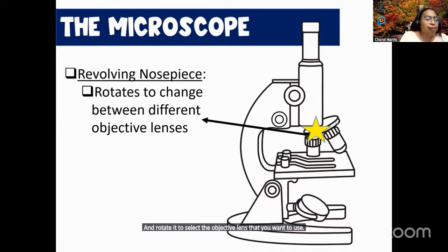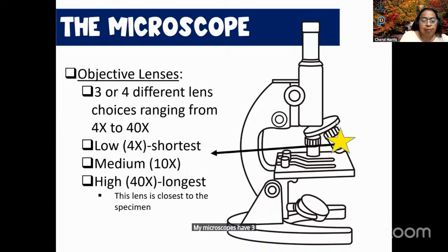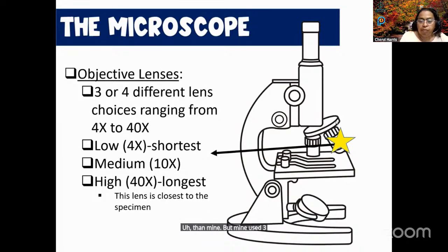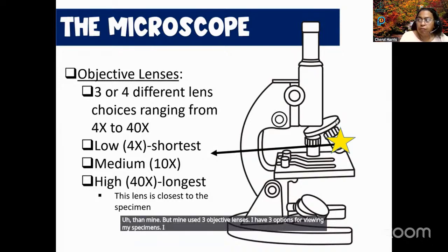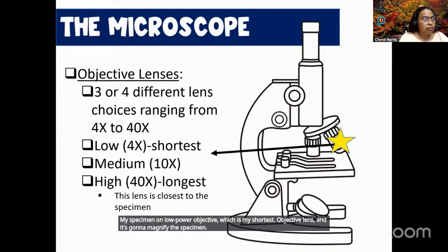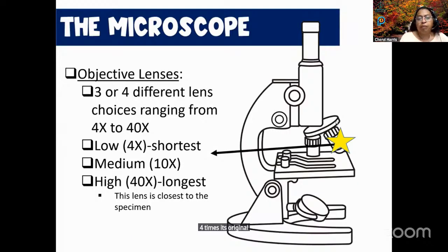My microscopes have 3 objective lenses, but sometimes microscopes will even have 4 objective lenses. So depending on what you use in the classroom, yours might be a little different than mine, but mine use 3 objective lenses. I have 3 options for viewing my specimens. I can view my specimen on low power objective, which is my shortest objective lens, and it's going to magnify the specimen 4 times its original size.